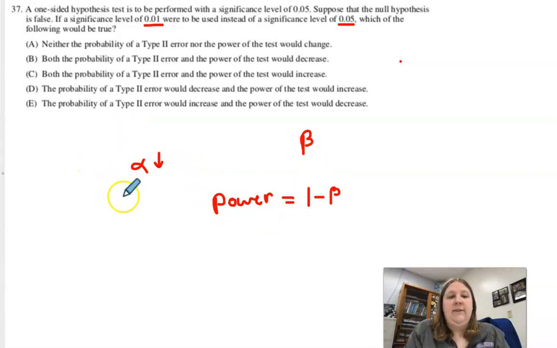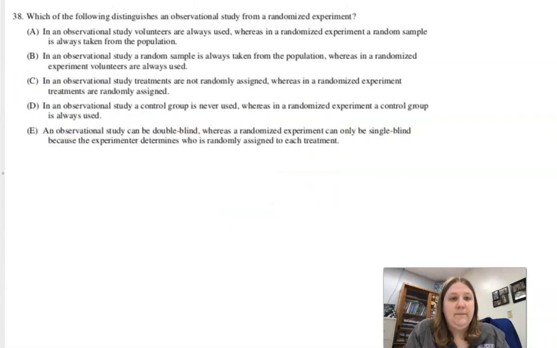So all that to say, if alpha goes down, we know that one way to increase power is to increase alpha. So if I decrease alpha, that means power is going to decrease. So if the power decreases, that means beta has to increase. They are opposite of each other. Okay, so when we look at the options here, we have to talk about power decreasing and beta increasing. So the only one that mentions that, so beta, probability of a type 2 error, this is just beta, would increase and the power would decrease. So E is the only choice that fits.